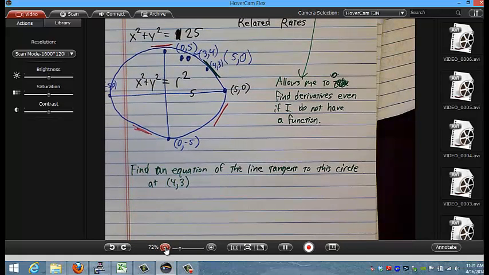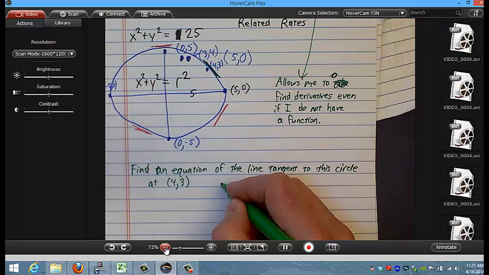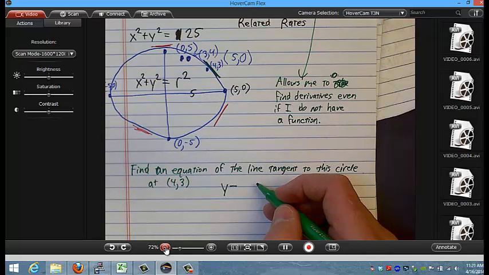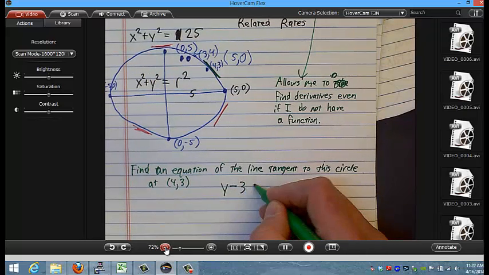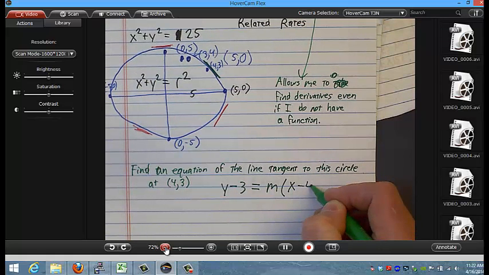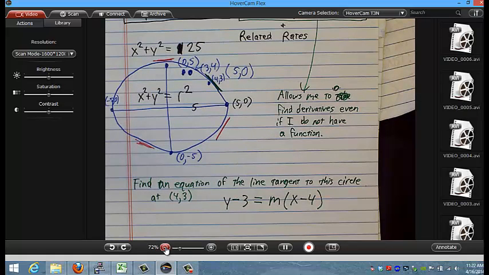Well, you already know part of the answer. You know that we use the point slope form, and we're going to go y minus what? Yeah, 3, because that's my y1, is equal to m times x minus 4. The only thing you don't know is the slope. And normally, what would I do to find the slope? What would you do normally? You'd find the derivative, and then there'd be one more step.